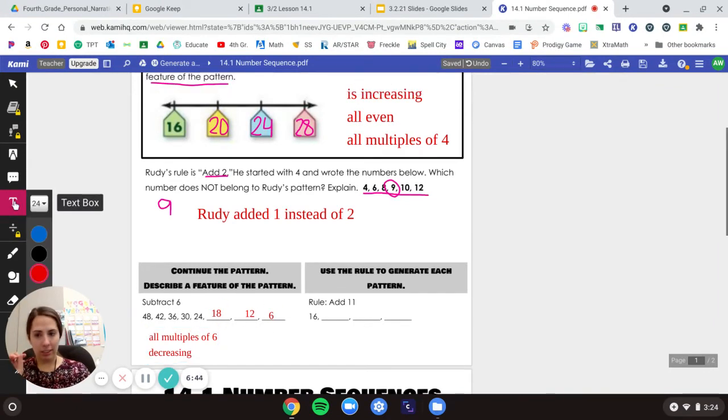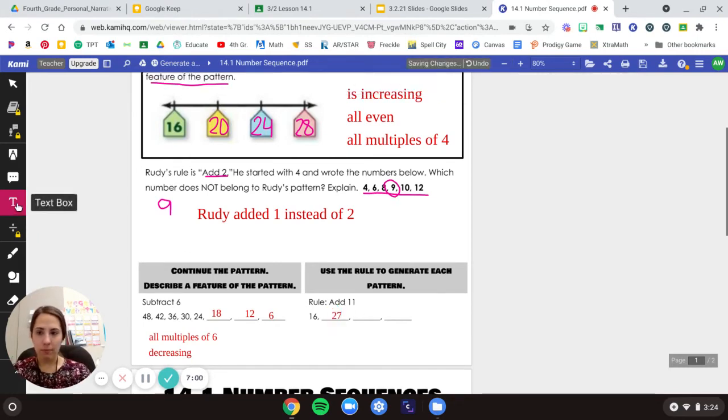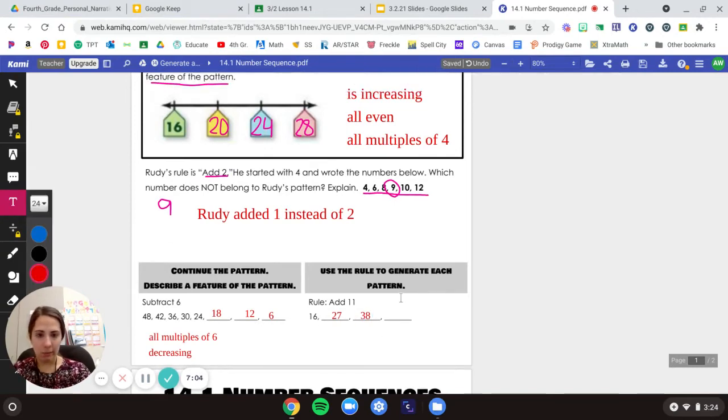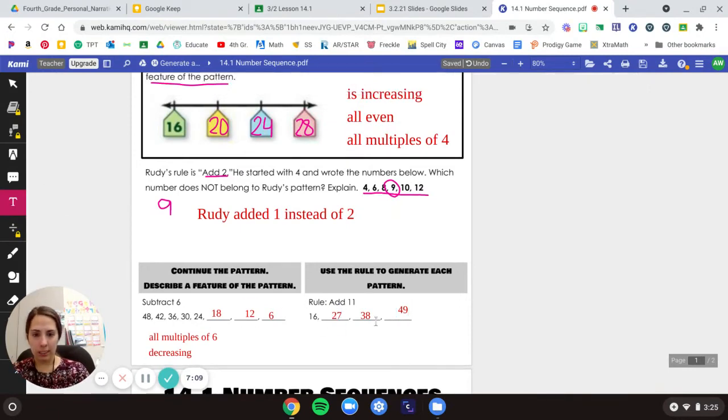The other part is going to be use the rule to generate or to make each pattern. So this time we're going to add 11. So we start at 16. Add 11. Well, 6 plus 1 is 7. 1 plus 1 is 2. 27. 27 plus 11 is 38. 38 plus 11 is 49. Awesome. So this time you don't need to describe a feature, but if it helps you to see the patterns, go ahead and do it. You don't have to, though.